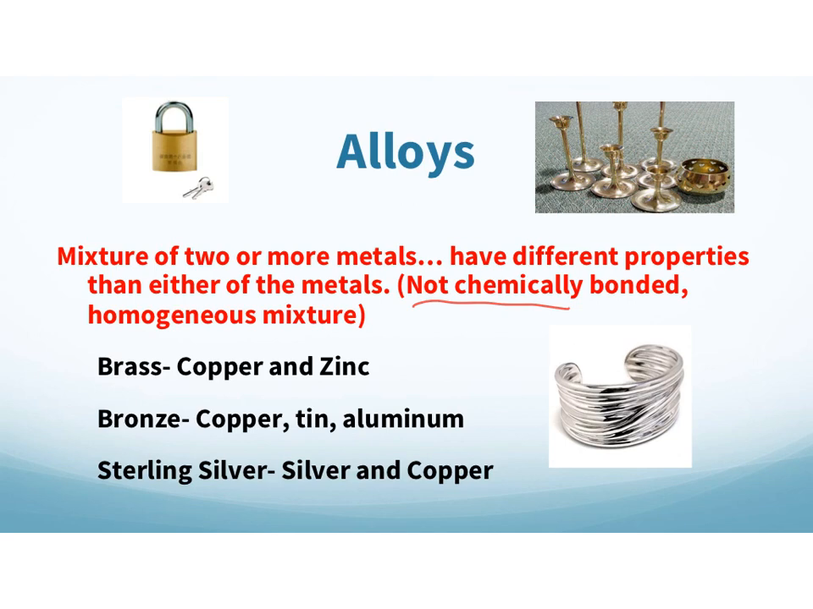Some common examples we see in our everyday life: brass is actually a mixture of copper and zinc. Bronze is a mixture of copper, tin, and aluminum. And sterling silver is a mixture of silver and copper. We create these alloys because they essentially make the metal better in some way, or add some additional properties that we didn't have before. They might make it more durable. With sterling silver, we make a lot of jewelry out of this because it won't tarnish like silver and copper will. So we see those sorts of properties as well.